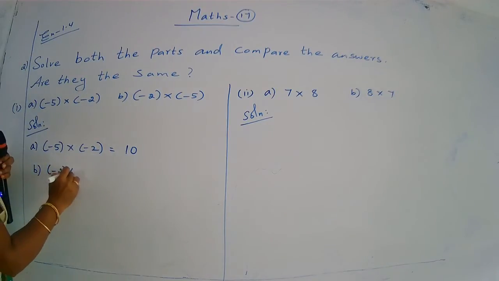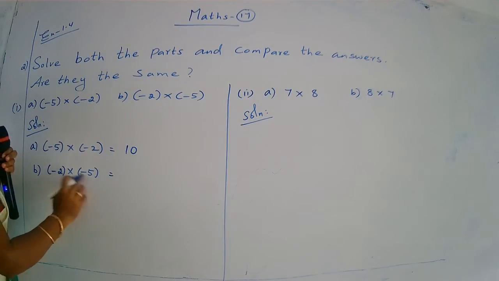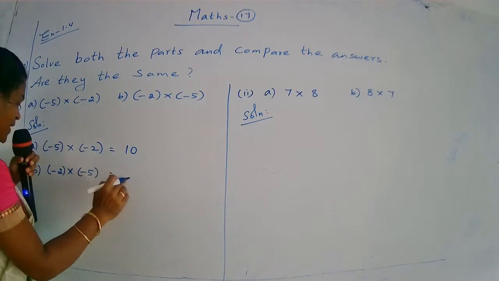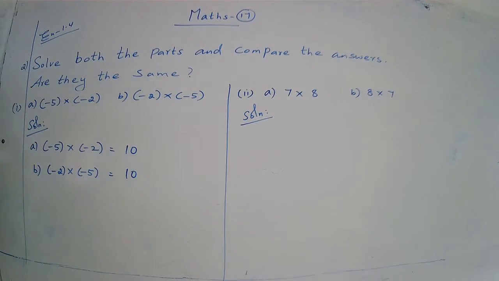You see the answer? Both are same. Yes, children? You see the answer? Both are same. So these answers are same. So minus 5 into minus 2 is equal to minus 2 into minus 5. Okay?